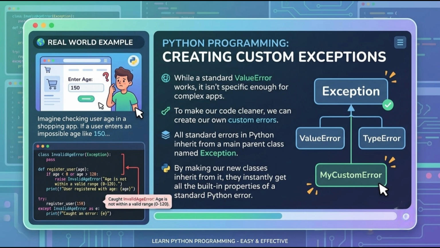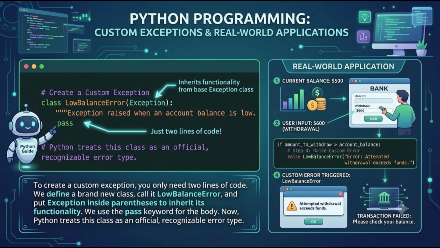To make our code cleaner, we can create our own custom errors. All standard errors in Python inherit from a main parent class named Exception. By making our new classes inherit from it, they instantly get all the built-in properties of a standard Python error. To create a custom exception, you only need 2 lines of code. We define a brand new class, call it LowBalanceError, and put Exception inside parentheses to inherit its functionality. We use the pass keyword for the body. Now, Python treats this class as an official, recognizable error type.